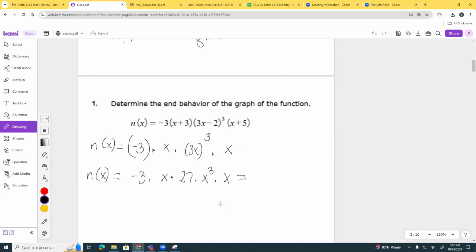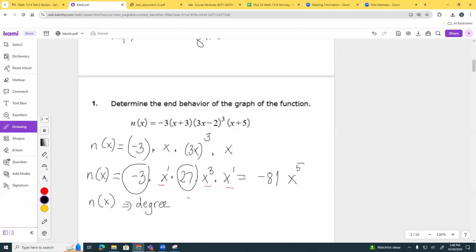Now, I'm finally ready to find the degree and the leading coefficient. We're going to multiply -3 by 27, which gives me -81. Now, please stay connected with me. In order to find the degree, we're going to have to multiply x by x to the third and by x. The rule is when we are multiplying, we must add the powers. So I have a power of 1 here, 3 more here, which makes 4, 1 more here, 5. So this n of x is a polynomial which has a degree of 5.